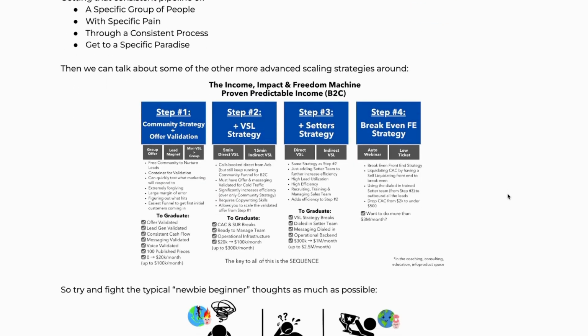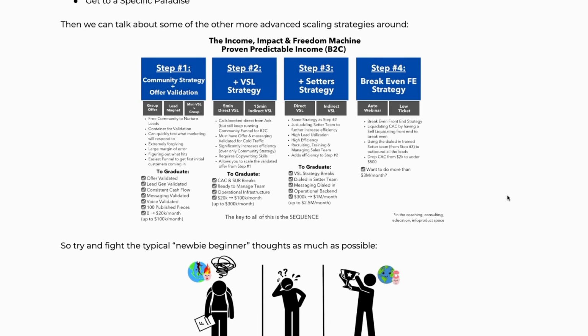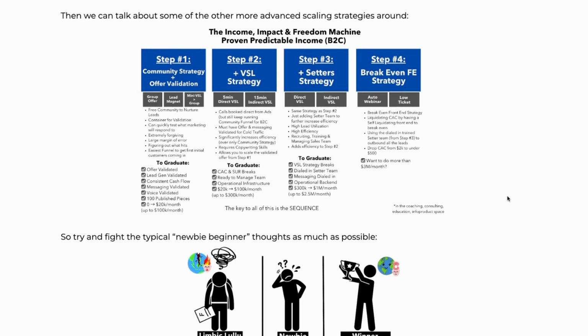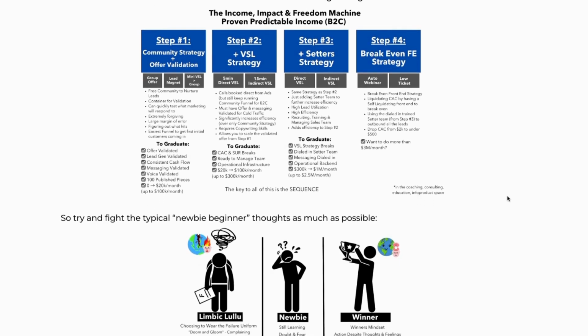And then once we get to some of those other scaling strategies, we talk about the VSL strategy, the setter strategy, the break-even front-end strategy. Those are going to take you to 100,000 a month, right? $1 million a month, 2 million a month. Those are the more advanced strategies that right now you don't even need to think about or worry about, okay?